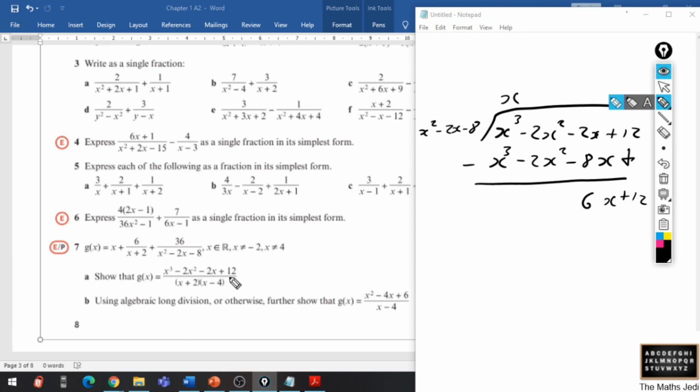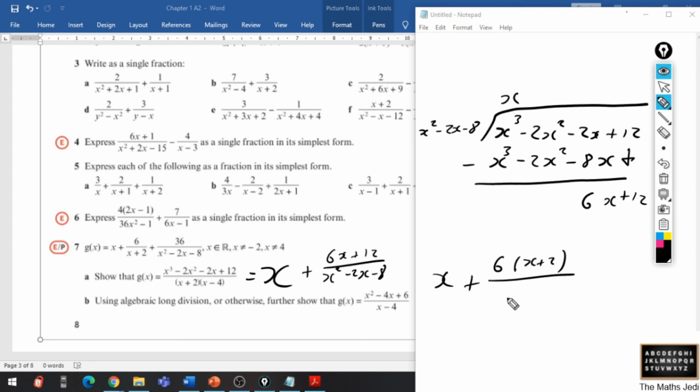In a similar way, we can write that this is equal to x plus the remainder, 6x plus 12, over this bit, the x squared minus 2x minus 8. Now these both factorise, we know, so we can factorise the top. We know what the factorised form is on the bottom. And you can see you've got some cross cancellation. And that leaves me with this form.